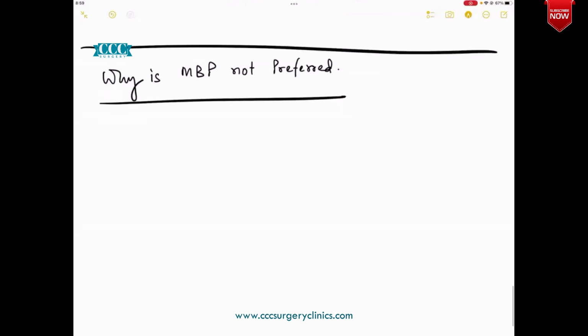After we have talked about this, what are the disadvantages and why is a mechanical bowel preparation not preferred? We have talked about why it is preferred. Now, why is it not preferred? The problems, to begin with, to a surgeon are that there are a lot of metabolic disturbances which are really unwarranted in patients who may already have a fragile metabolism due to kidney problems.